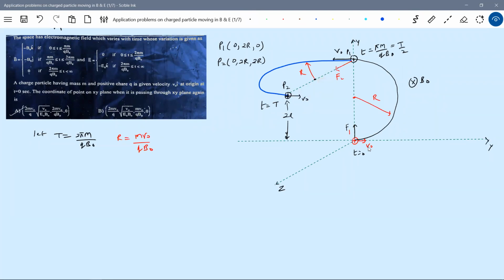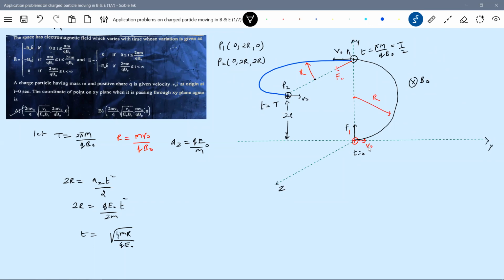Time is asked. After this, I'll just put the equation. 2r is equal to a z t squared by 2. What is a z? a z is equal to q E naught by m. So t squared is, the time taken will be 4 m r by q E naught. What is the time it will take?